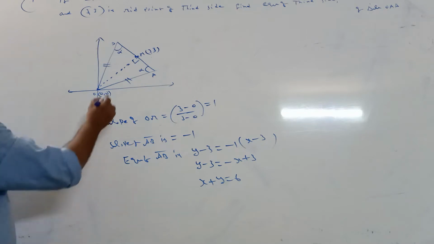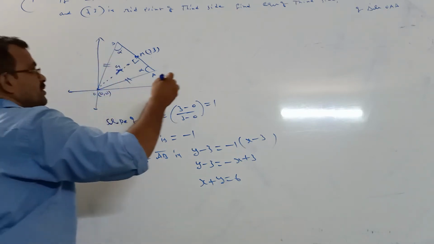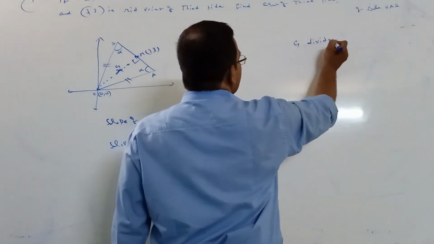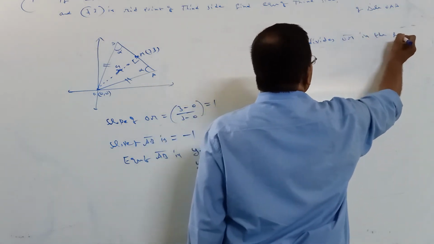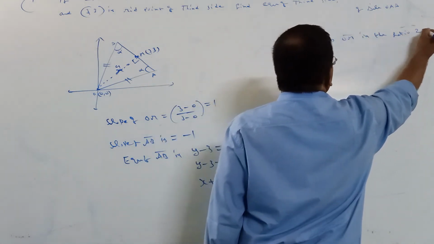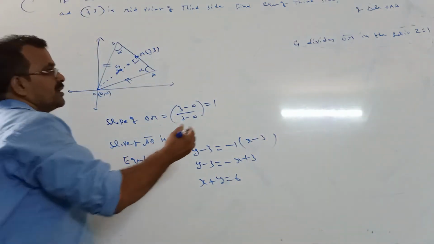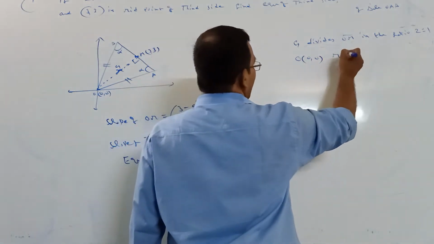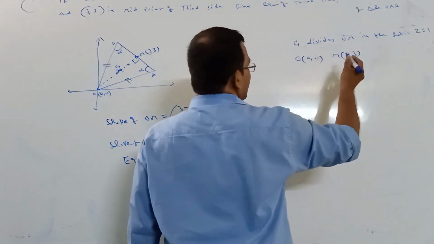So in this question I am asking the centroid of triangle OAB. G divides OM in the ratio 2:1. The centroid divides the median in the ratio 2:1. Obviously O is the origin and M is given as (3, 3). So I want to find G.